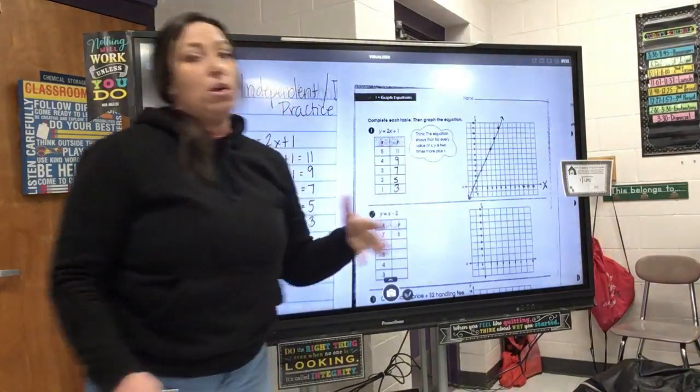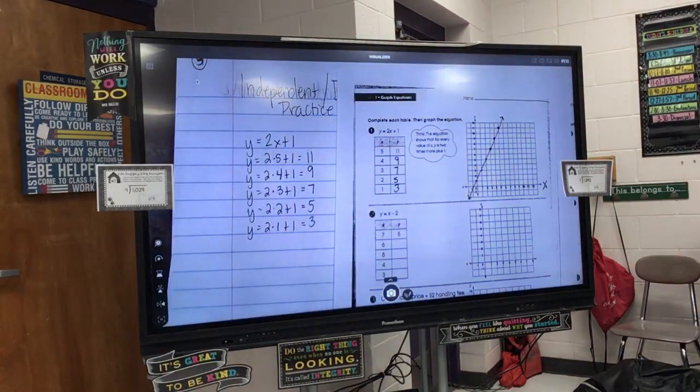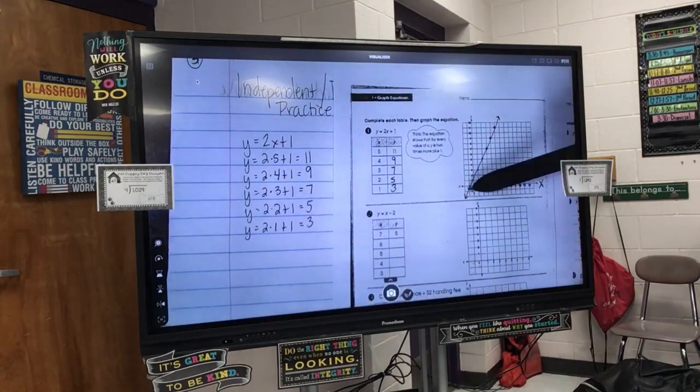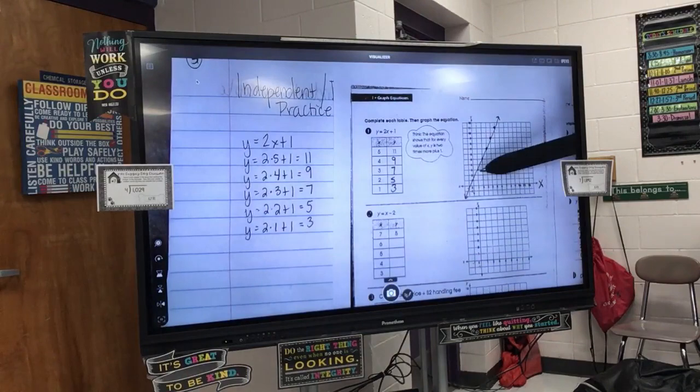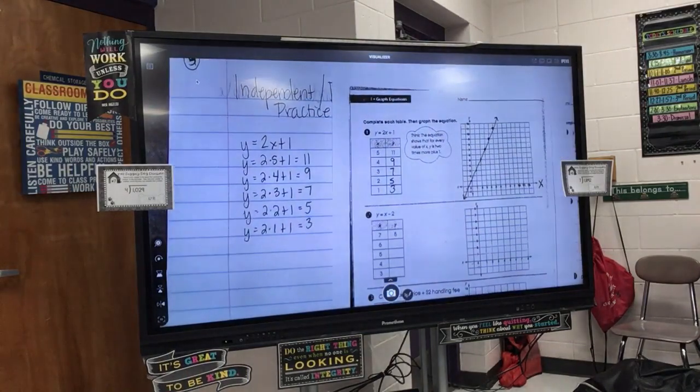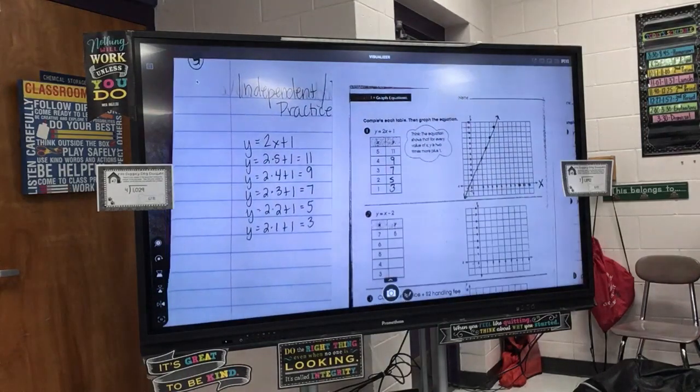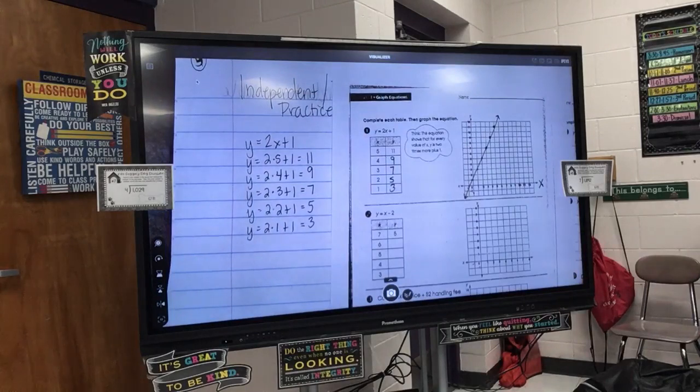Okay? If it doesn't equal your y, then it's not the right answer. On your graph, you would have to go over and say, okay, my x is going to be 1, my y is going to be 3. You're going to plug that information in. If that chart makes your statement true, then that's the right answer.